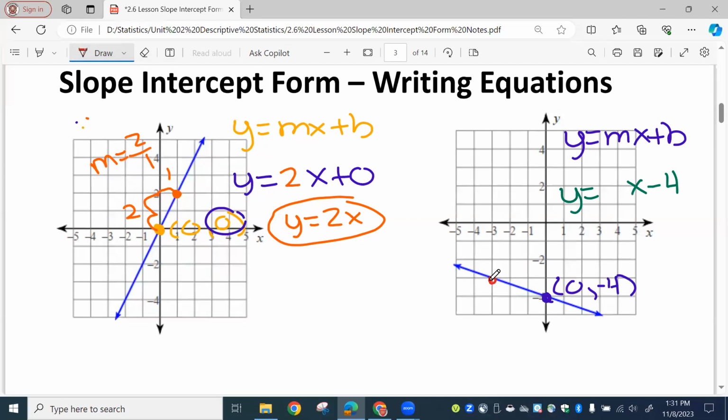I'm going to go find another point on my line. I got to count down 1, that's -1. To the right, 3, that's +3. That means my slope is -1/3. And so I can just plug that in here. And I have the equation of my line.